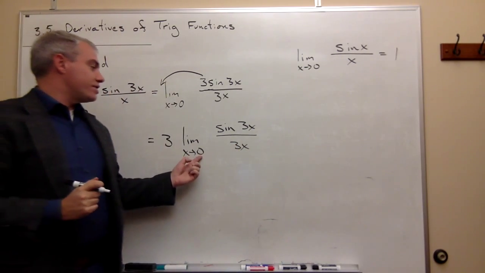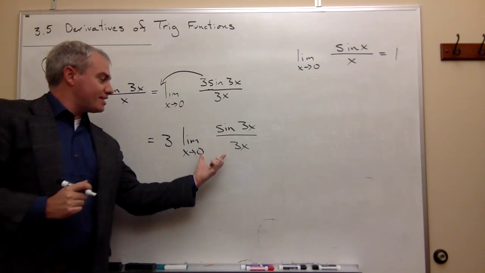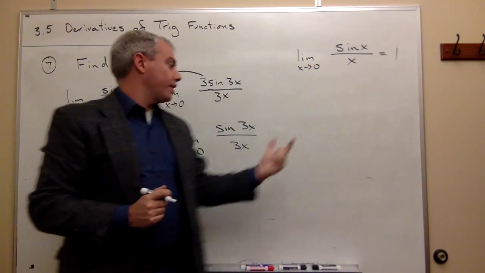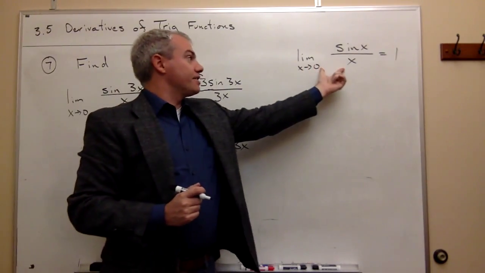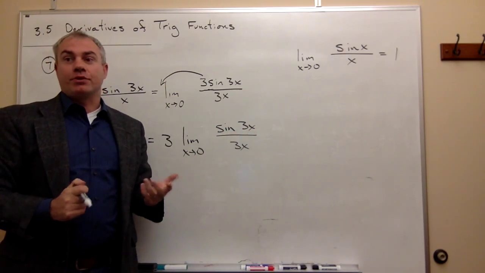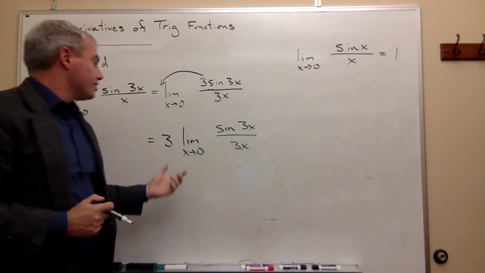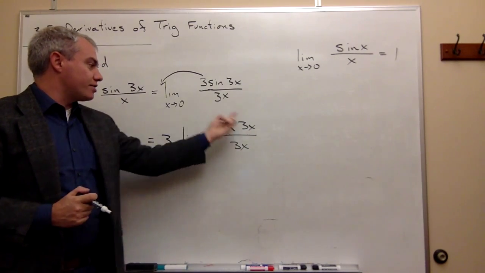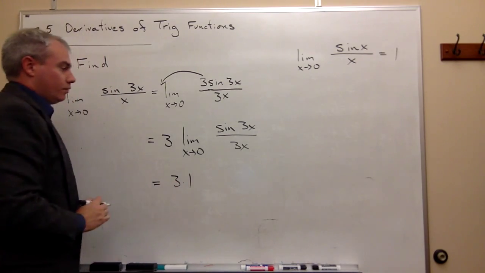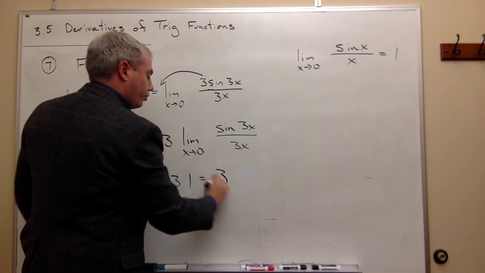Now, as x goes to 0, 3x goes to 0. So this is the same limit as what I have up here. This guy and this guy are the same thing. If you don't believe me, we could substitute, letting 3x equal t, and then we have this exact limit after substitution. So now this limit is just 1. So we get 3 times 1, which is the limit of sine of 3x over 3x, which of course is 3.